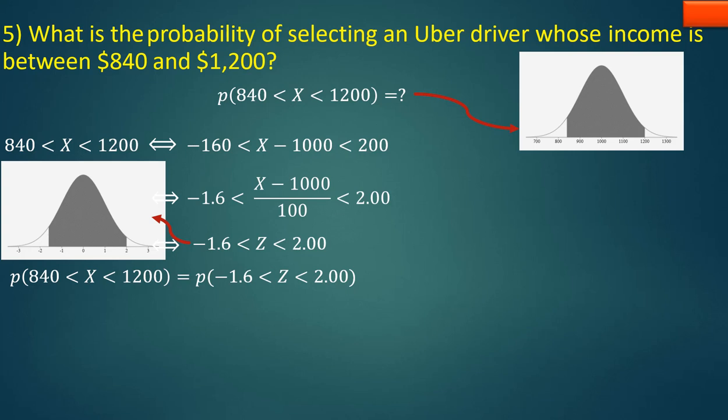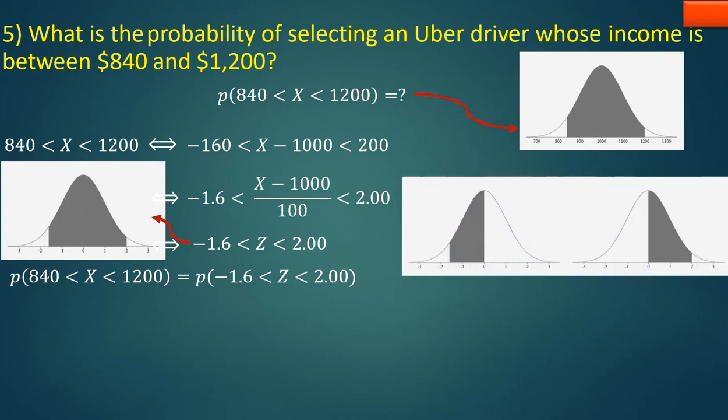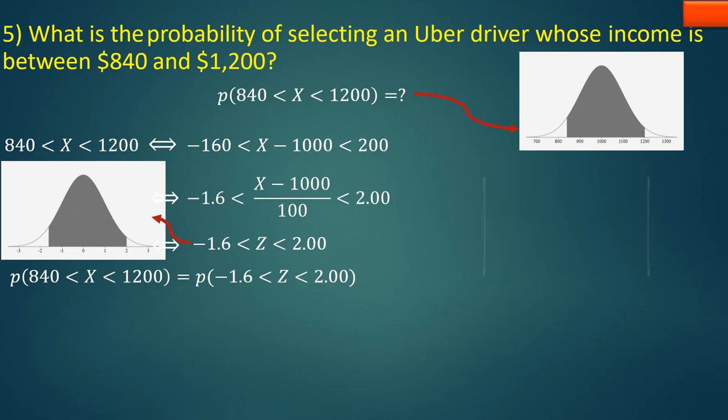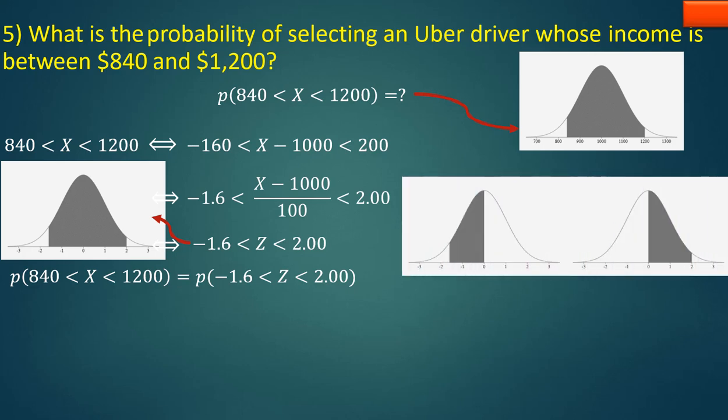In order to find this probability, we can think about splitting this area in two parts. The first part is between minus 1.6 and 0, and the second part is between 0 and 2, which means that the probability is the same as the probability of z between minus 1.6 and 0 plus the probability of z between 0 and 2.